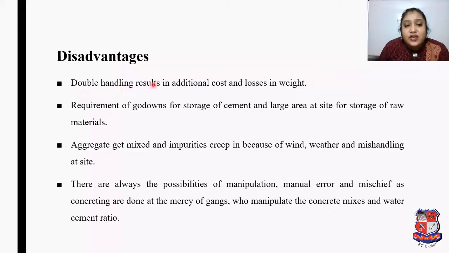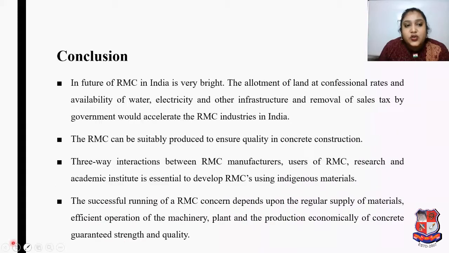Double handling results in additional cost and losses in weight. Requirement of godowns for storage of cement and large area at site for storage of raw material. Aggregate gets mixed and impurities creep in because of wind, weather and mishandling at site. There are always the possibilities of manipulation, manual error and mischief as concreting is done at the mercy of gangs who manipulate the concrete mixes and water cement ratio too.